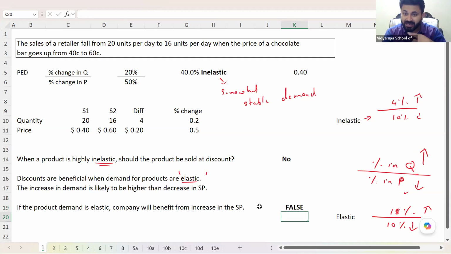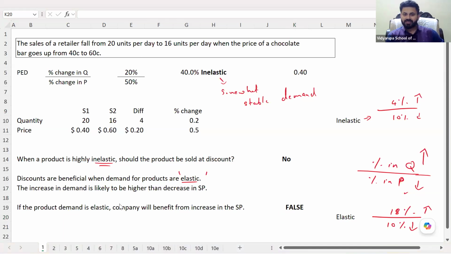When the product is highly elastic, it makes sense to sell at a discounted rate rather than the market rate. More and more people will buy. So what you're losing in terms of profit, you'll be compensated with higher sales. But the other way around, if you increase the price, that many more people will leave you. They will go to competitor products. You will lose that. The loss in sales, the numerator, will be higher than the gain from the increase in price, so false.